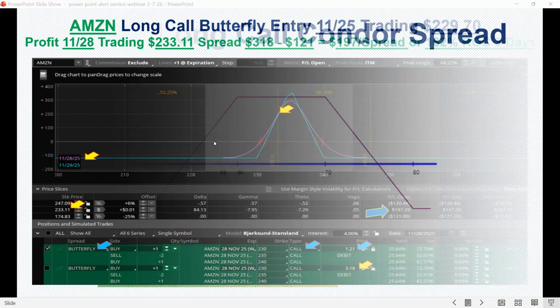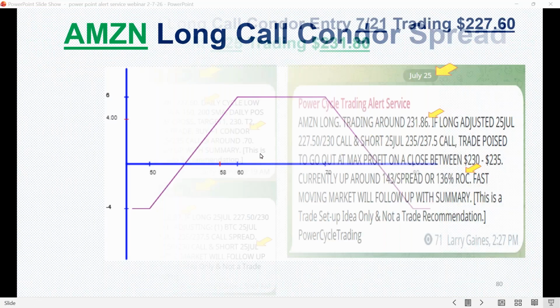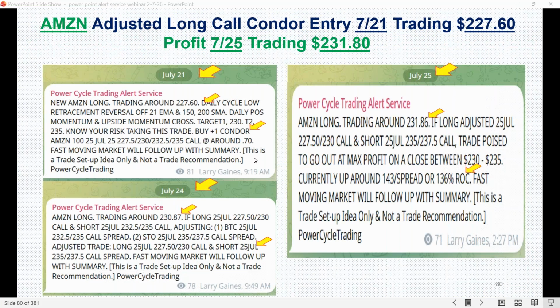And here's just one more example. This was on the Amazon long call condor spread that was sent out. And Amazon was trading at 227.60 when I sent this out. I'll just go through this pretty fast. And so this was done as a long call condor. And then on the 24th of July, it was trading 230, giving updates here. On the 25th, now it's trading at 231.86.